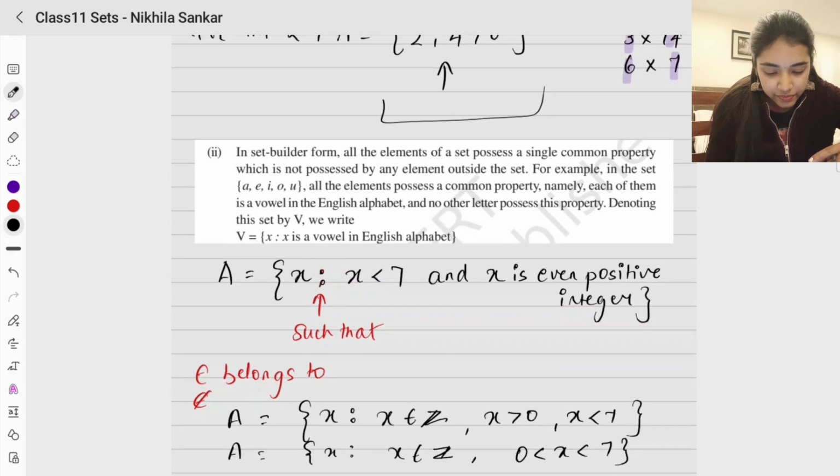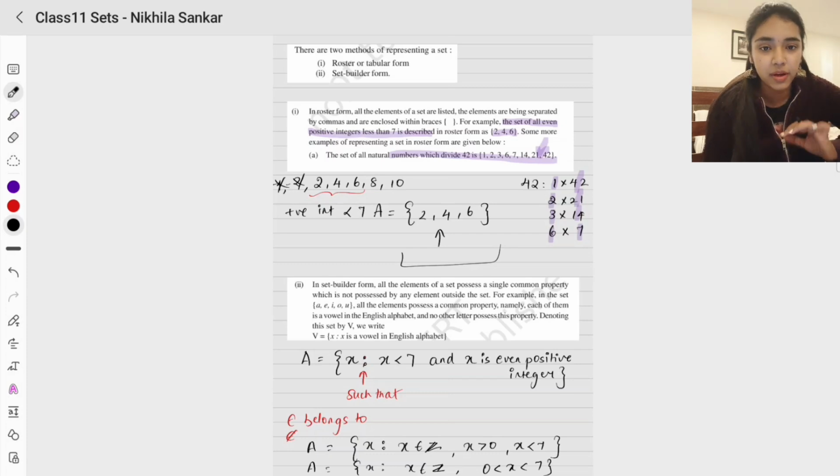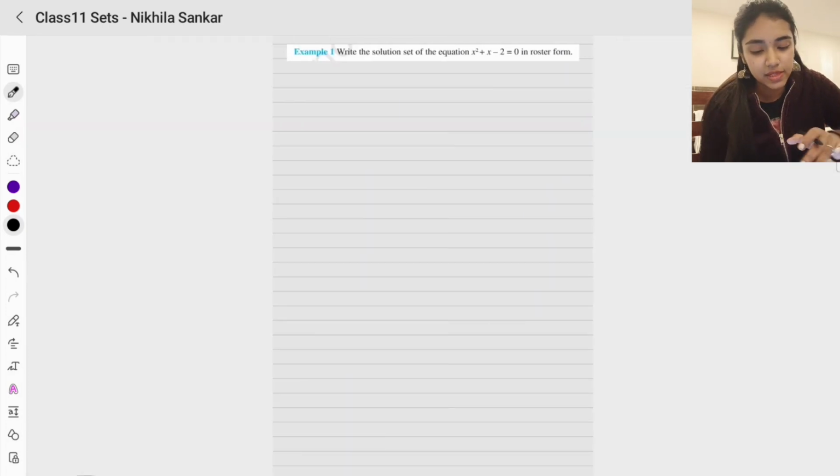Okay, so this is your roster form and set builder form. இதுதான் வந்து நம்ம examples and exercise questionsல பார்க்க போறோம். Okay, we'll solve more examples and you will understand.